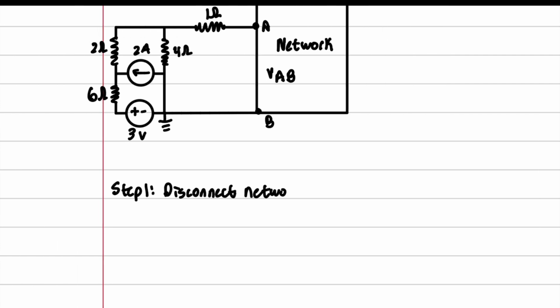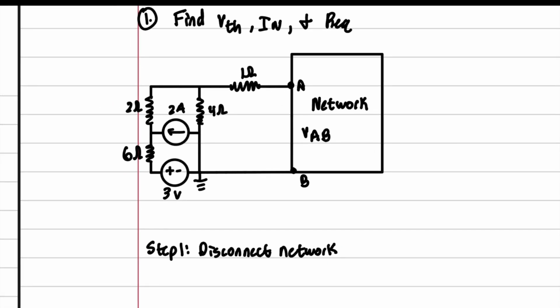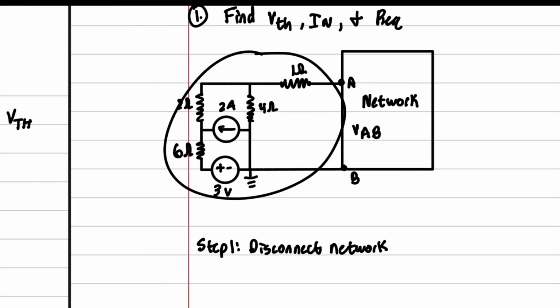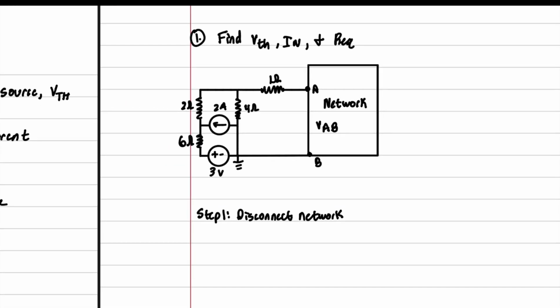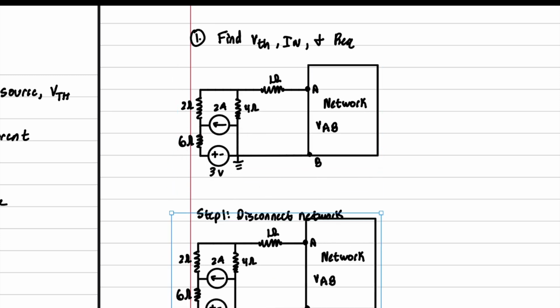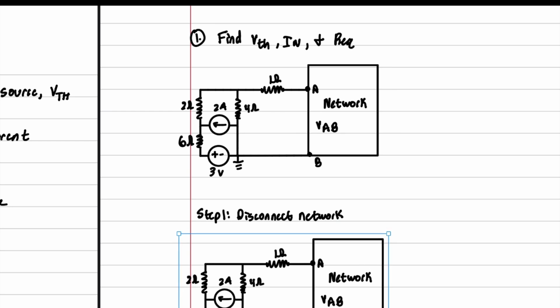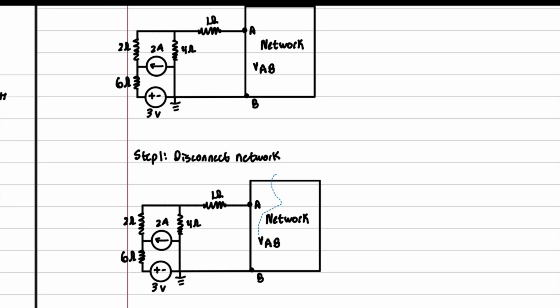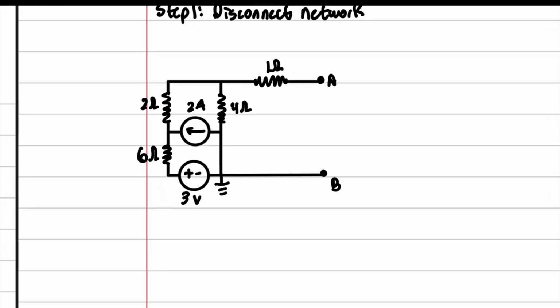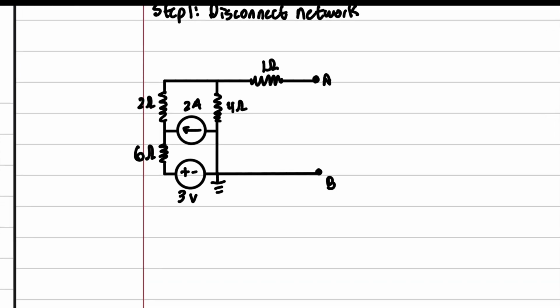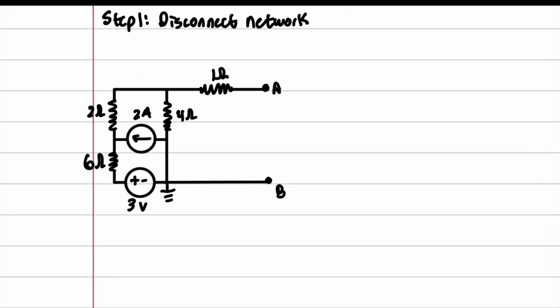And we're going to analyze the other network, this network right here. Okay? So we're just going to go ahead and copy and paste this, and just straight up delete all of this. Okay? So we're left with this right here. Now, to find the V Thevenin, it's just the voltage difference between the terminals. So it's just this right here, VAB.